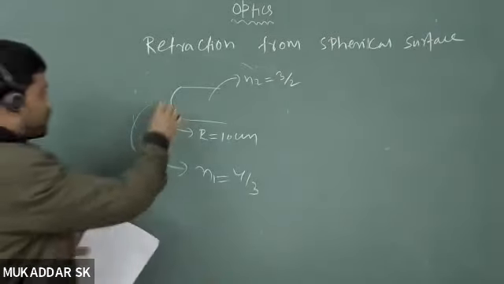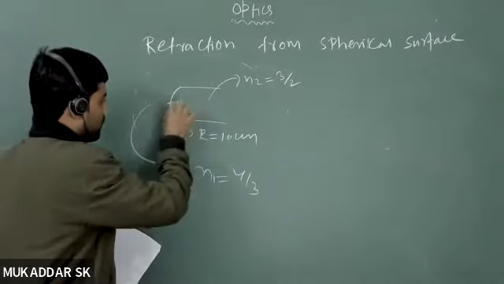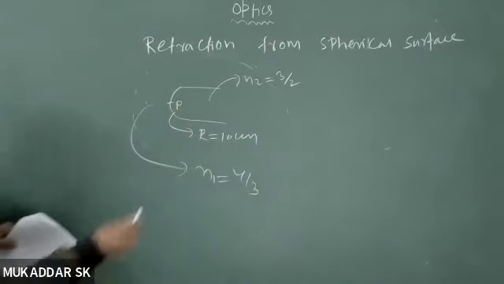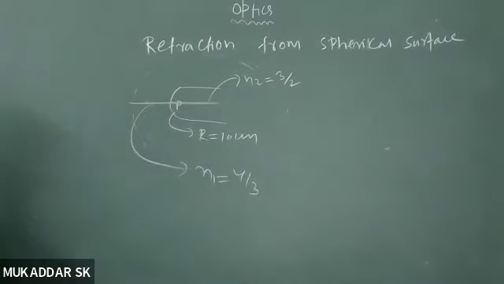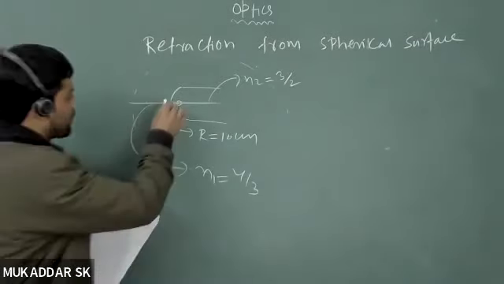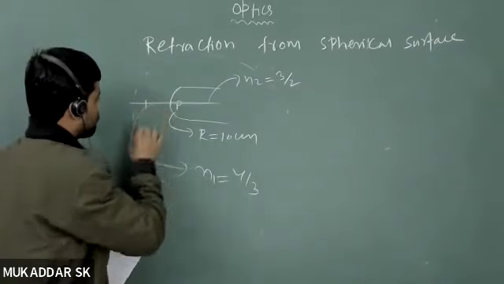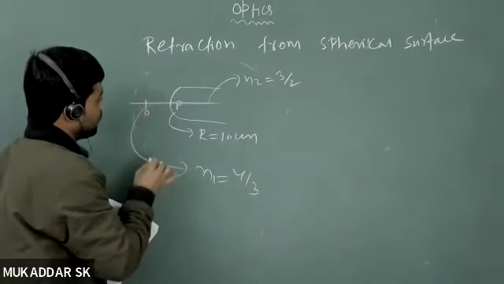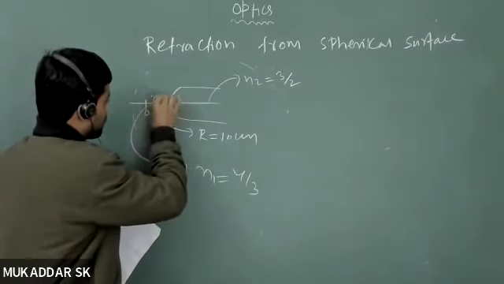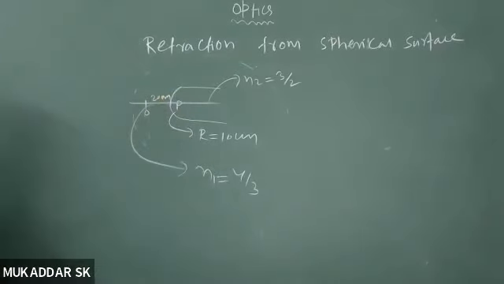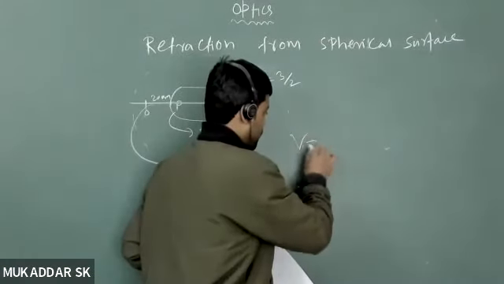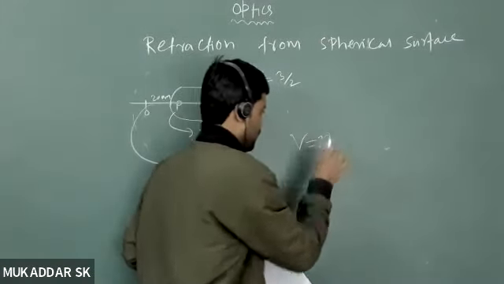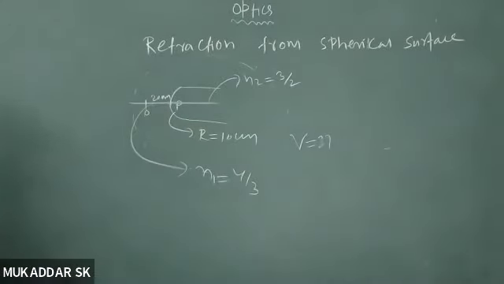And this is the pole of the surface, and this is the principal axis. Now a point object is kept at a distance of 20 centimeter. Now you have to calculate that position of image. That means you have to calculate V. And also you have to mention the type of image as well.